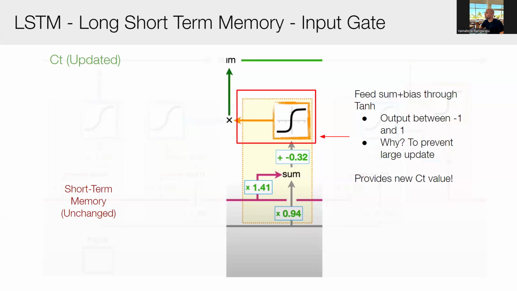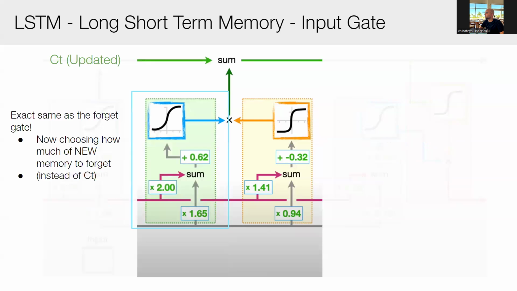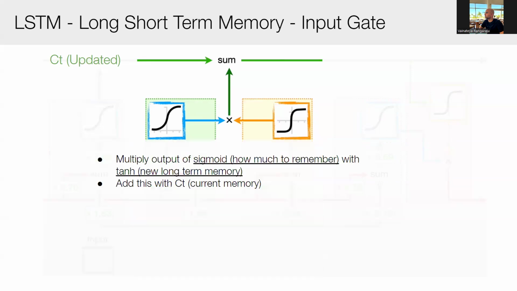That's my bad. Okay, so this is gonna provide a new CT value, right? And crucially on the left-hand side, we're gonna choose how much of that value to keep, right? Choosing how much of that new memory to forget.